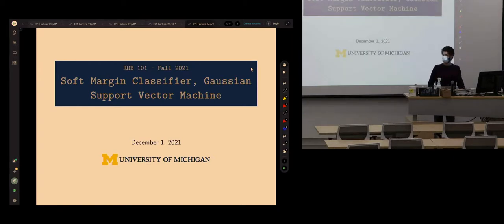So we're going to continue to talk about the classification problem, and we're going to extend it to soft margin and a nonlinear classifier. It's called support vector machine. And you see how it will be related to project 2 when you use radial basis functions, and we're going to see it again today.